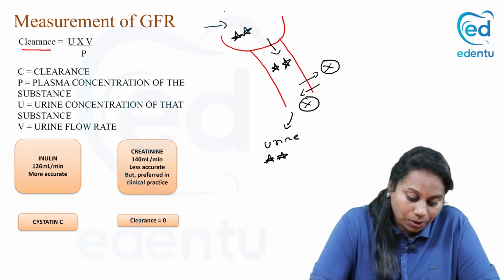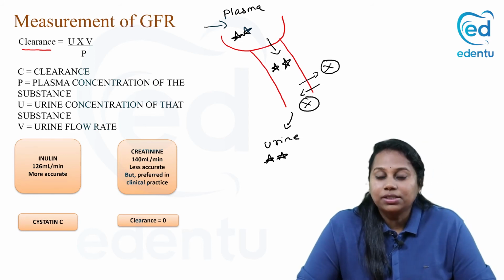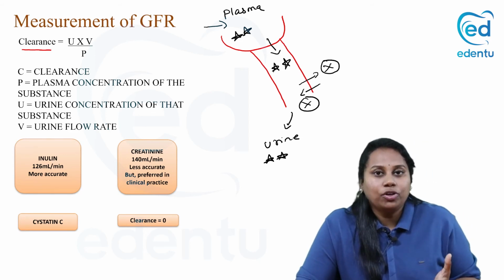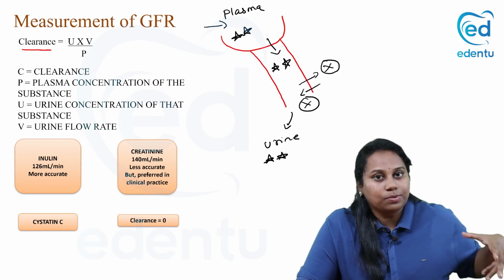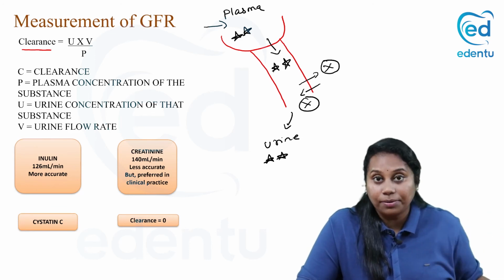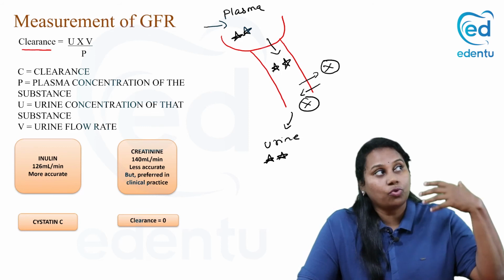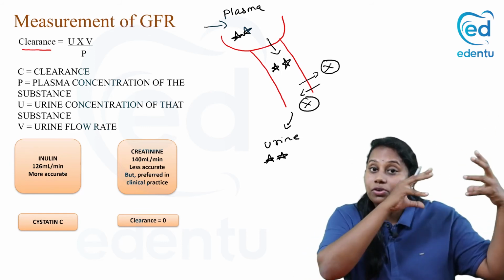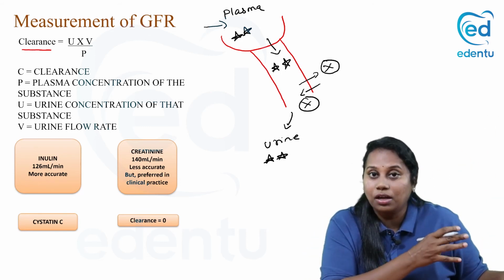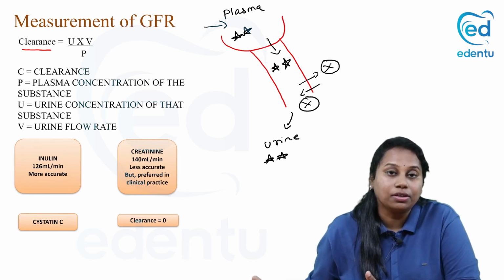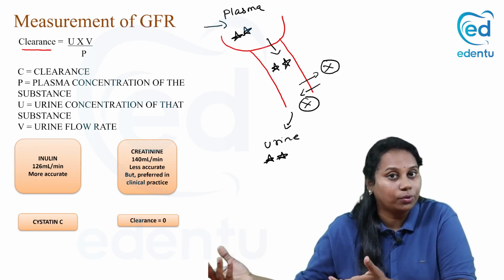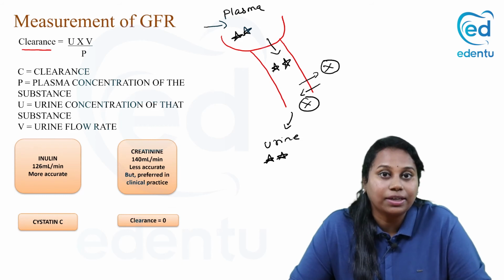So what is clearance now? So this is the plasma and this is your urine. See, just think logically. If you are able to measure what is the concentration of substance in the urine, you're measuring what is coming out as urine, and you're measuring what is there in the plasma. So out of this much that was present in the plasma, so much has come out in the urine, and multiply that by your total urine flow rate. This will give you the clearance.